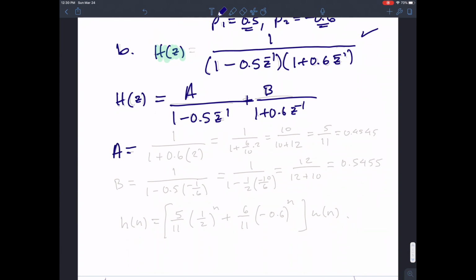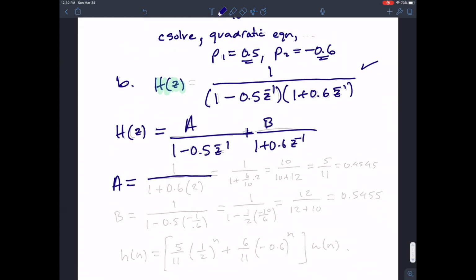Okay, from here, you use the cover-up method. All right, the cover-up method should go quickly. So remember, if you want to find the A factor, cover this up. And where does this have a 0? Where is this a 0 in terms of z^-1? Okay, so if you take z^-1 equal to 2, 1 minus 0.5 times 2 is 0.